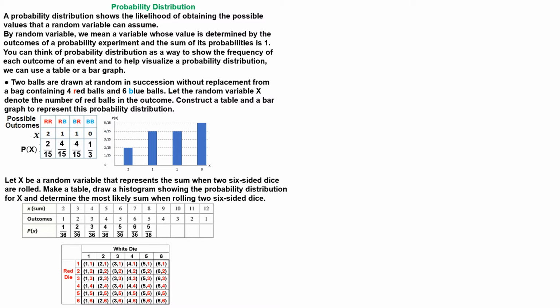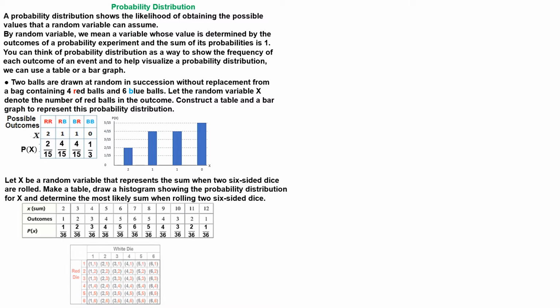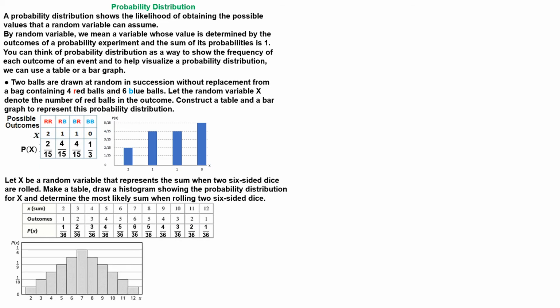Draw a histogram where the intervals are given by x and the frequencies are given by the probability of x. The most likely sum when rolling 2 6-sided dice is the value of x for which the probability of x is greatest. This probability is greatest for x equals 7. So when rolling the 2 dice, the most likely sum is 7.